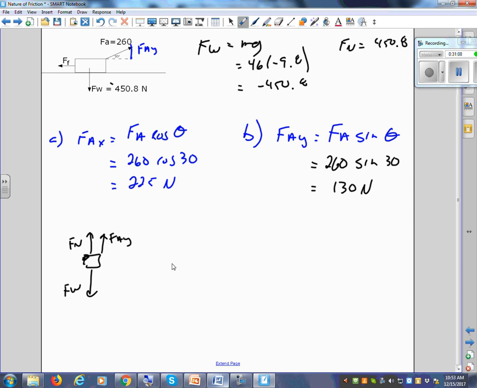So here's where kids start to get freaked out a little bit. So just let me write this down, then I'll explain. I'm going to write F net Y is equal to FW plus Fn plus FAY.